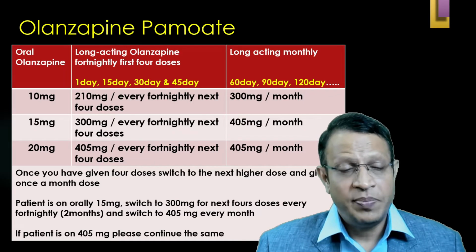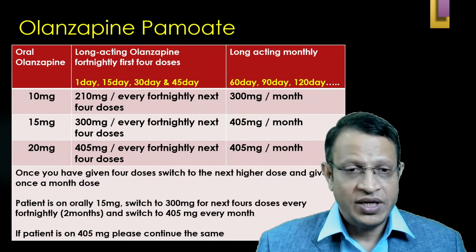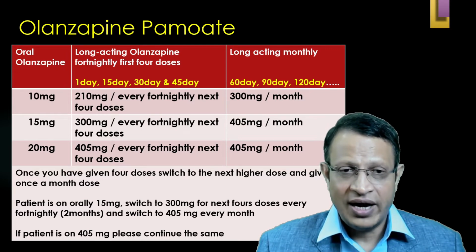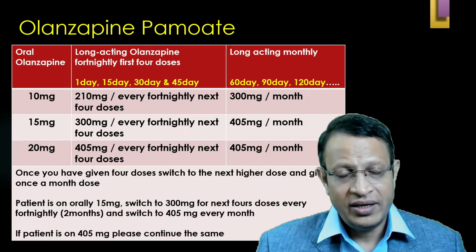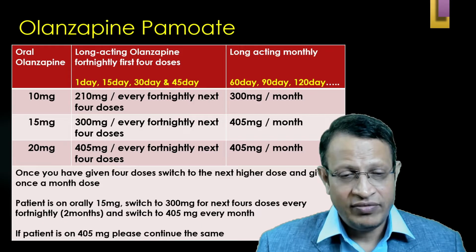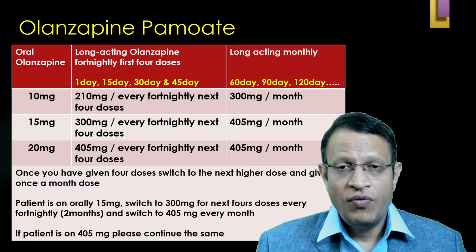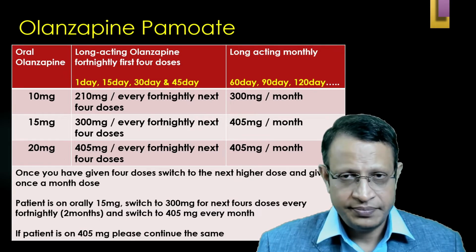Suppose the patient is on 15 mg of olanzapine orally, you will stop that medicine and give 300 mg every fortnight. That is, on the first day, 15th, 30th, and 45th day, you will give 300 mg. After the 4th dose, you will shift to 405 mg per month and continue that.